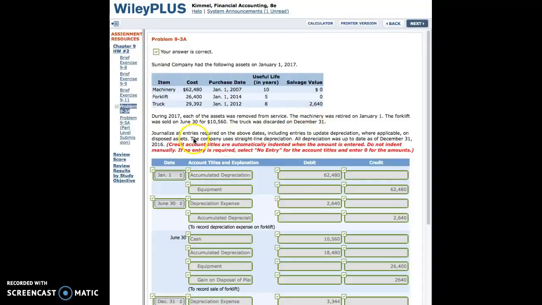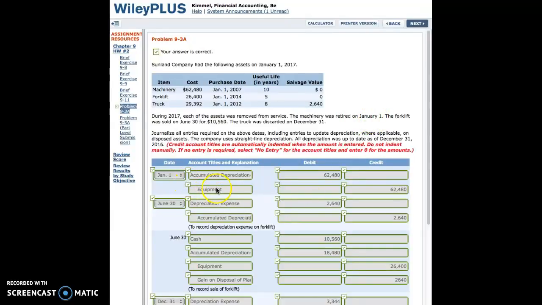It also tells us that the company uses straight line depreciation, which is what the majority of companies use, and it's probably the easiest for us to figure out. So it's all good. And also that all of the depreciation was up to date as of December 31st. Since it was up to date December 31st, the very next day, the machinery here was retired on the 1st of January.